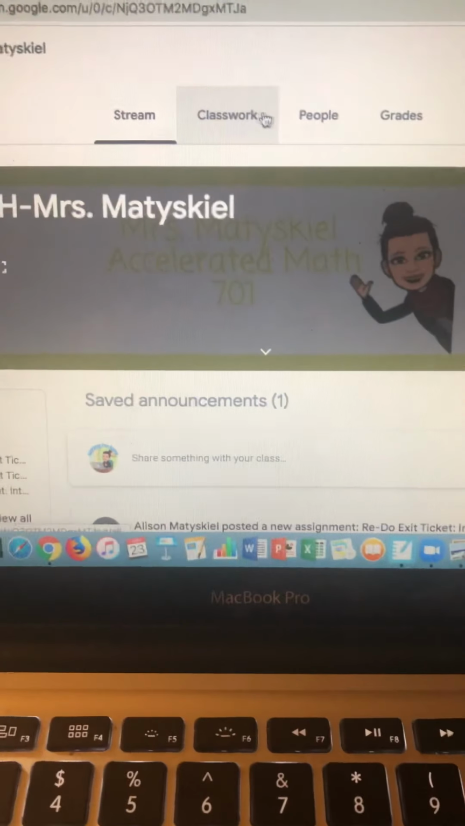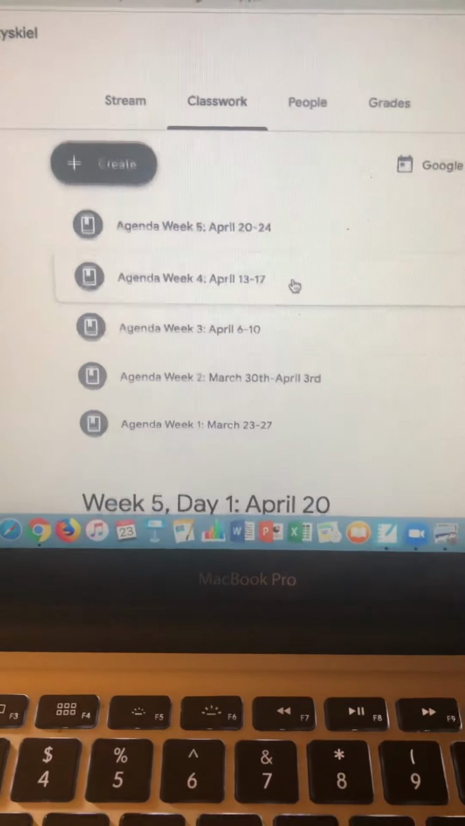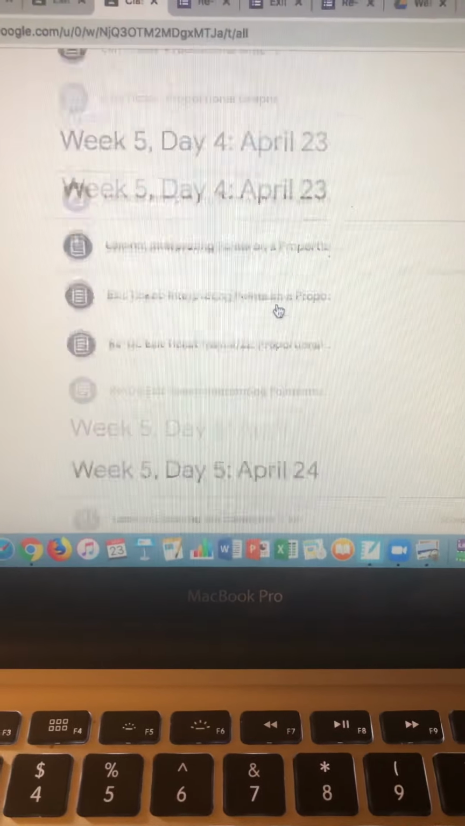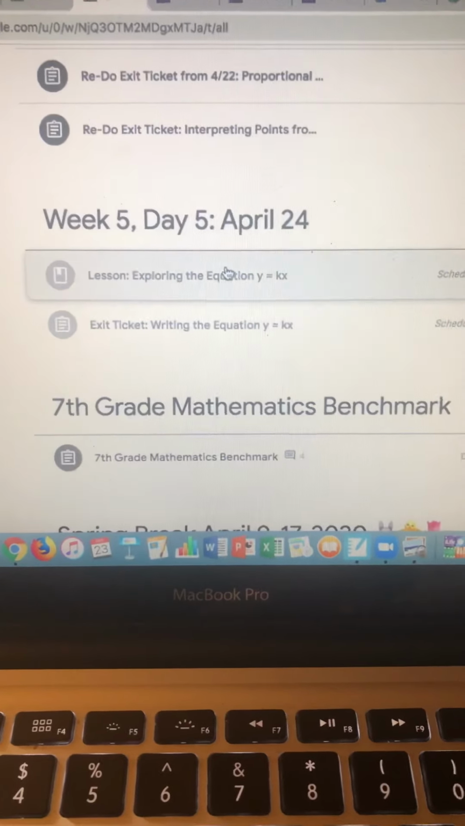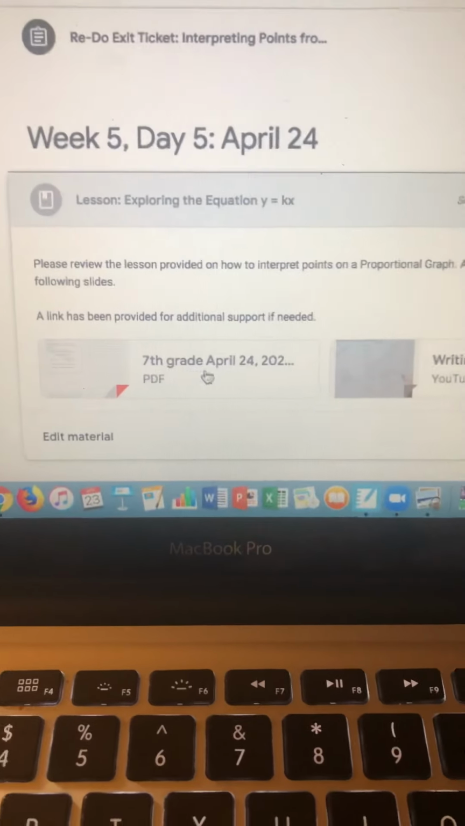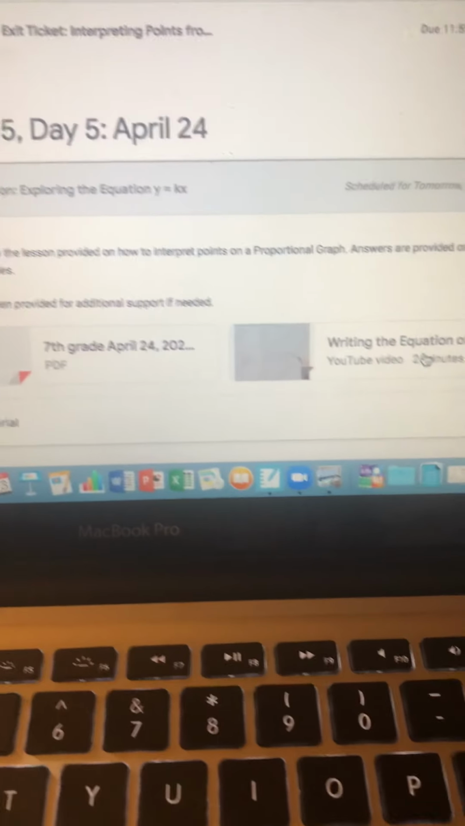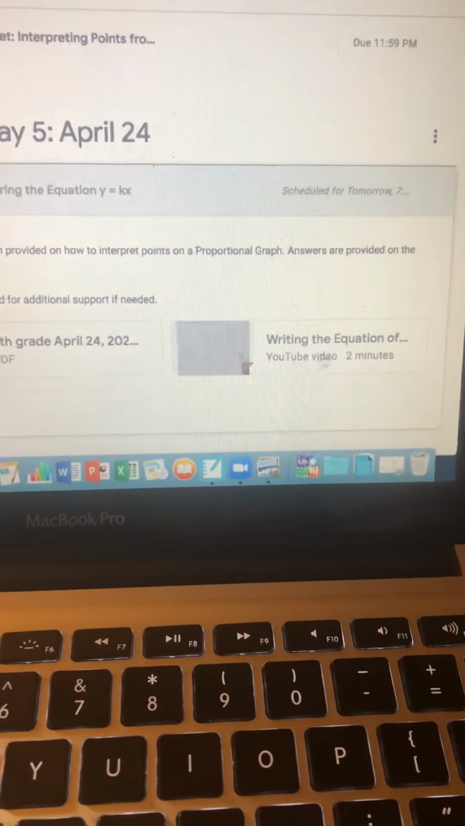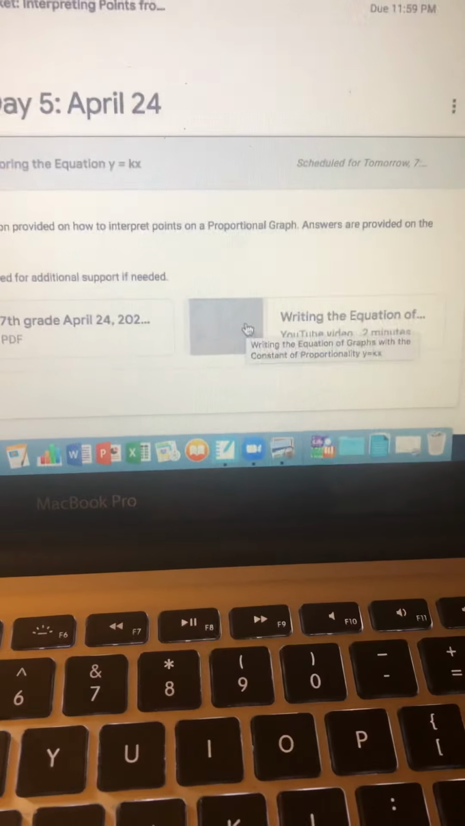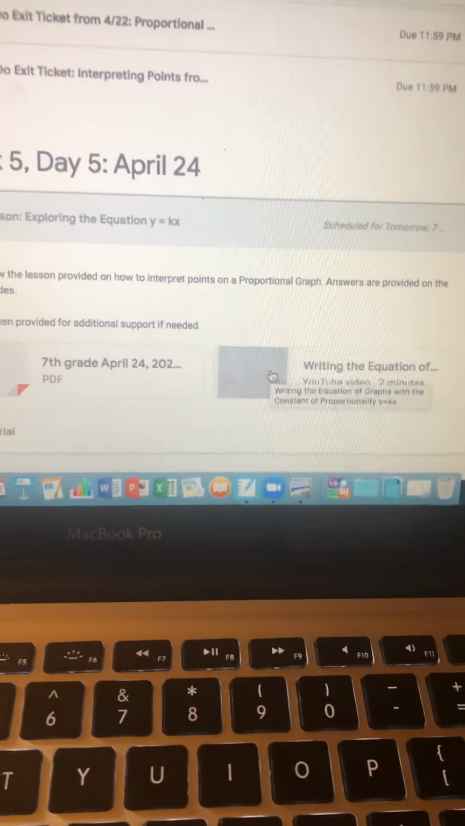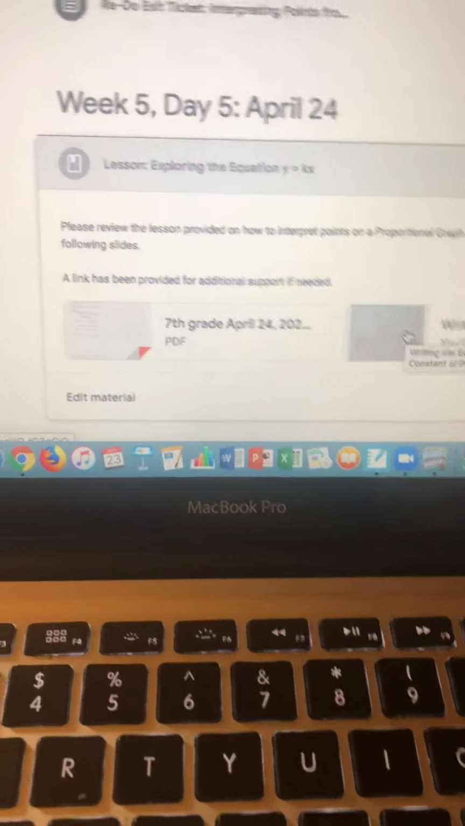So I'm going to click on your classwork tab. I'm going to go down to day 5. You'll see you have your lesson here, and then you also have a link, as always, just as an additional support. So today we're going to focus on writing the equation of proportional relationships.